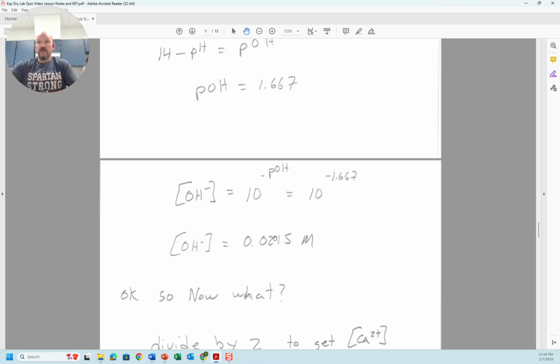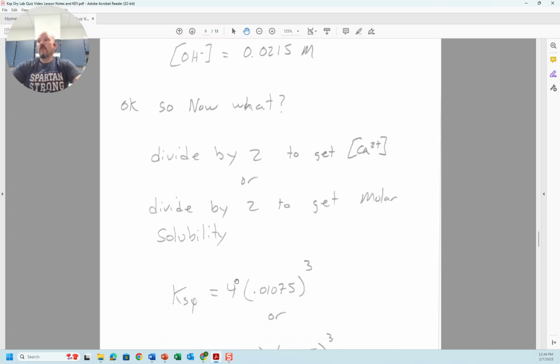According to this student's data, this is the molarity of hydroxide in a saturated solution. We could divide this by 2 to get the molarity of calcium, but also it's going to be the molar solubility of the entire compound. So we could divide by 2 and plug it into our KSP shortcut as the molar solubility and solve for the KSP, or we could plug the calcium concentration and the hydroxide concentration into the expression to calculate the KSP. Either way is fine, whichever one works best for you. If we divide it by 2, we get the calcium concentration, and it's also the molar solubility. It's the same number.